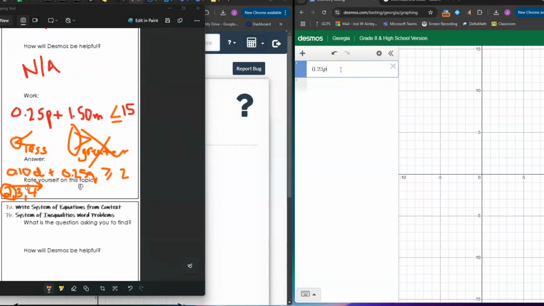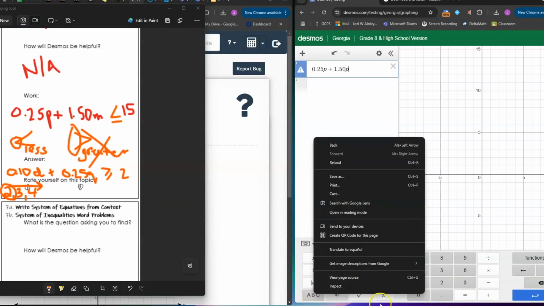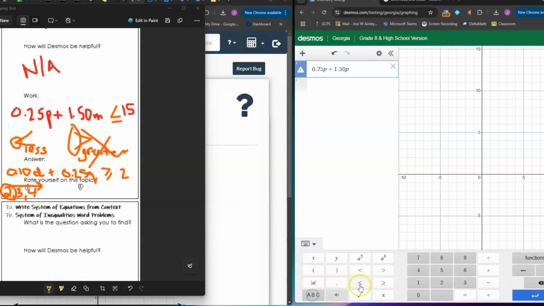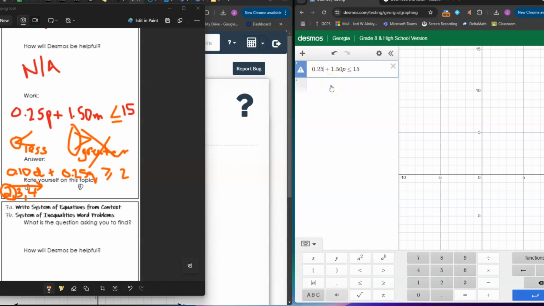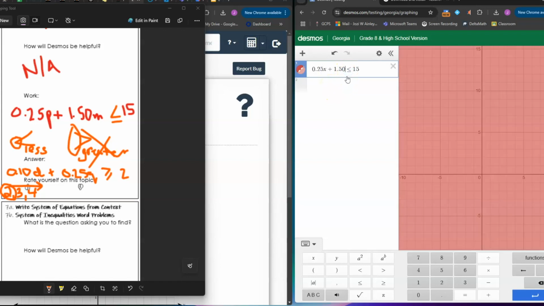So 0.25p plus 1.50m is less than or equal to 15. Oh, there's an error. Why is there an error, Miss Ainley? Because, hey, calculator, I only use X and Y. Okay, cool. I'll use X and Y and just remember to change it back to P and M in the equation. So there is my X and Y.